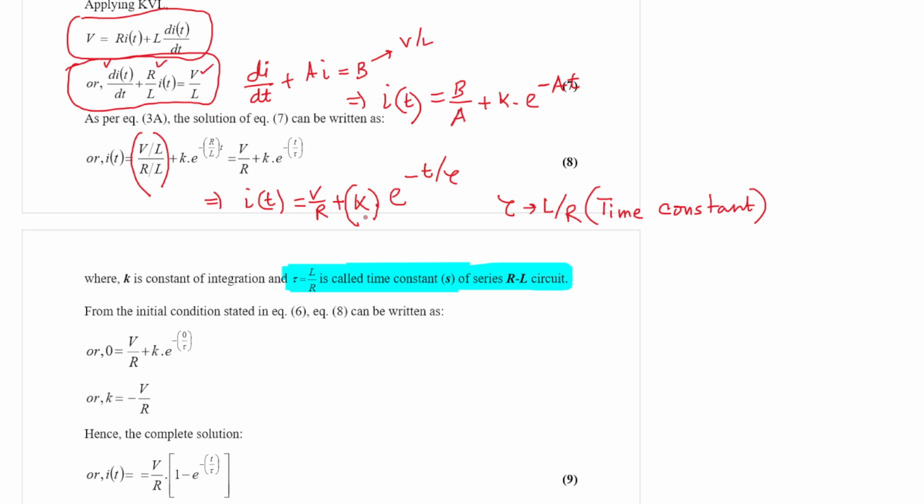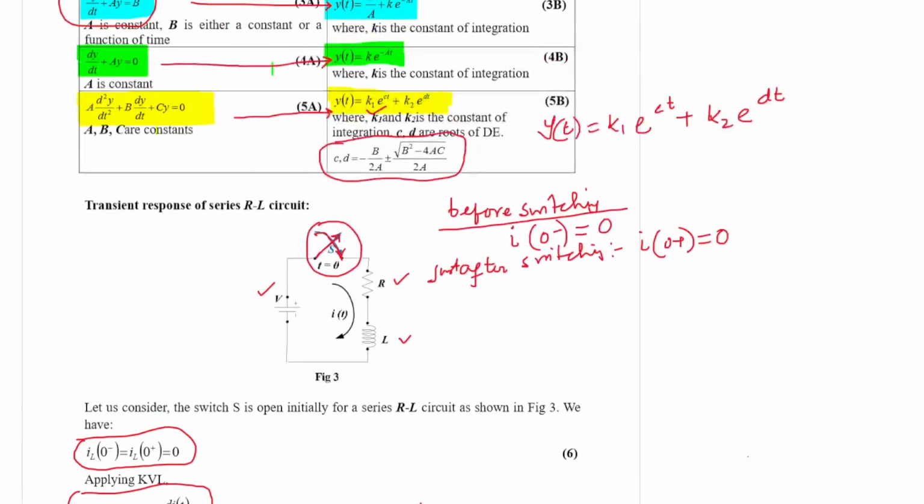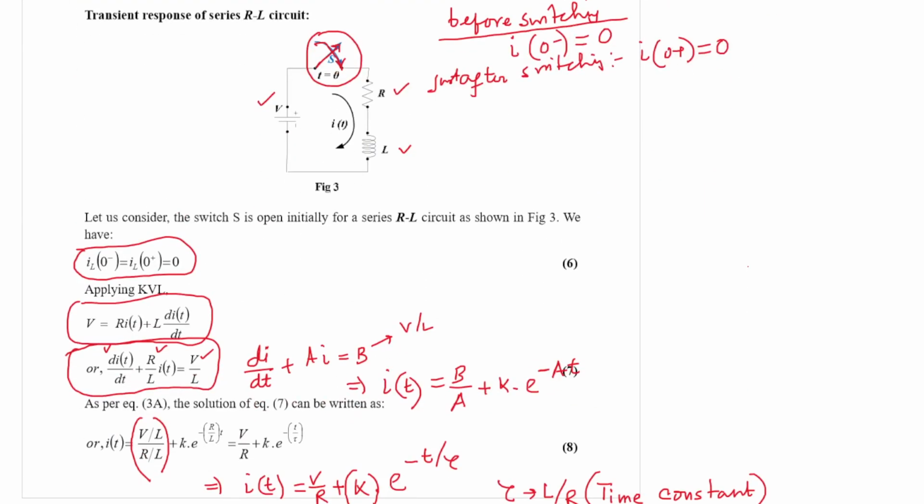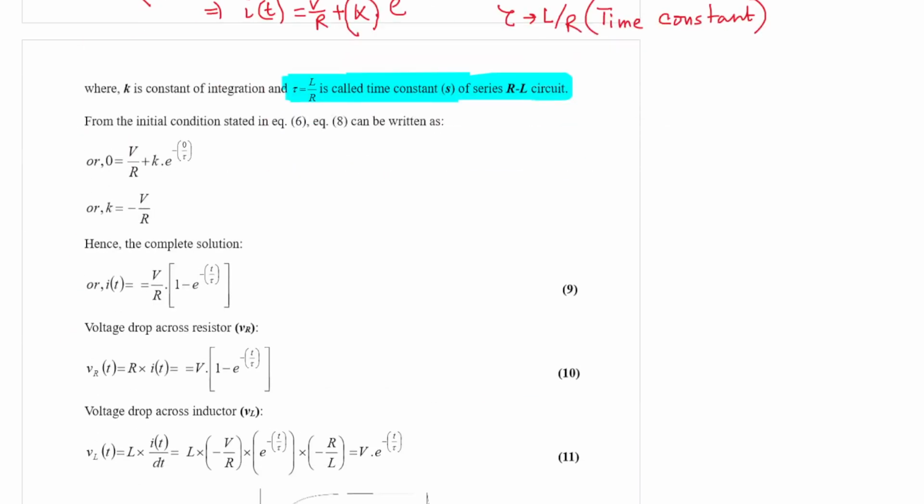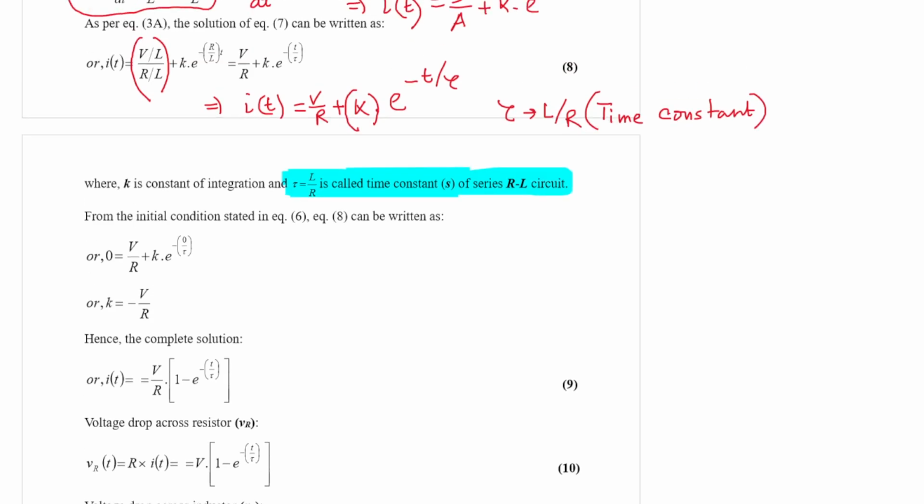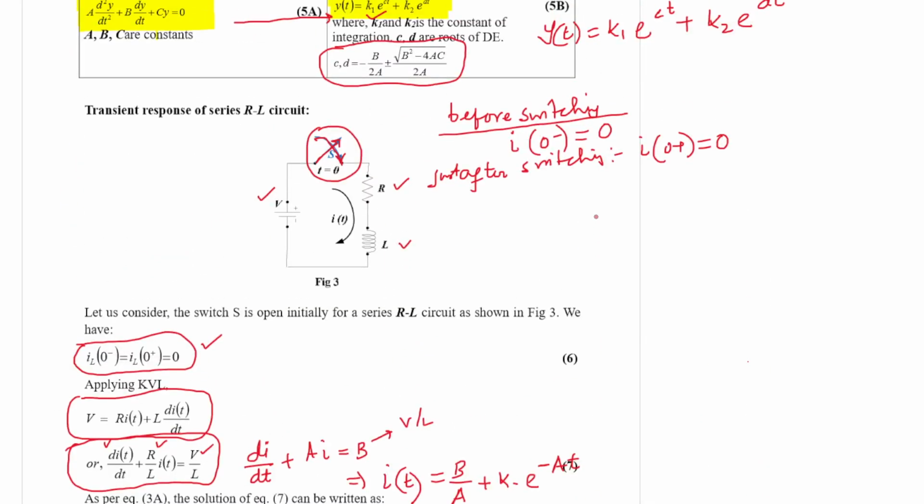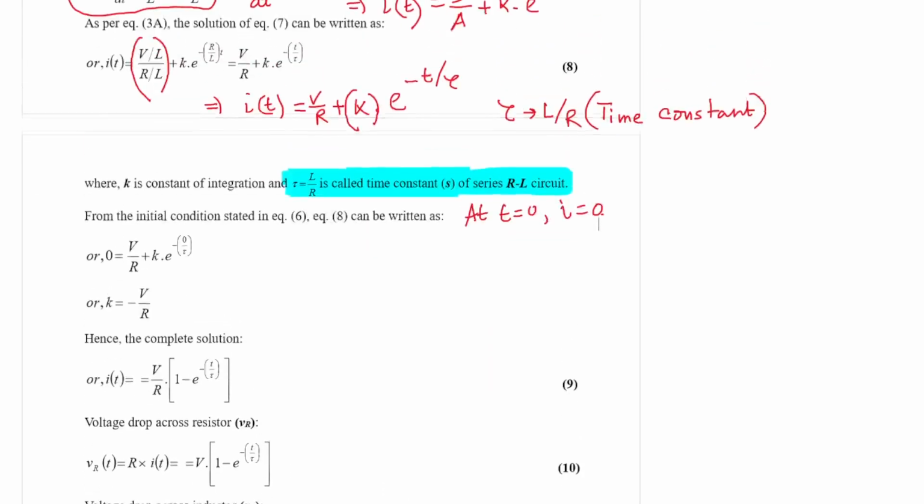You need to evaluate the value of K, the constant of integration. In order to find the value of K, you must impose the initial condition. What is that initial condition? At t is equal to 0, iL is equal to 0. So at t is equal to 0, i becomes 0. iL and i are the same because it is a series circuit.